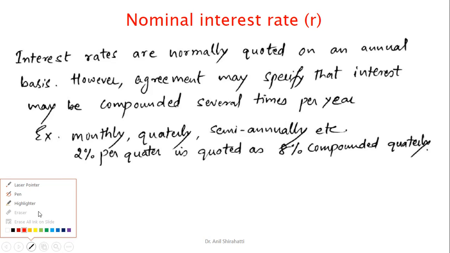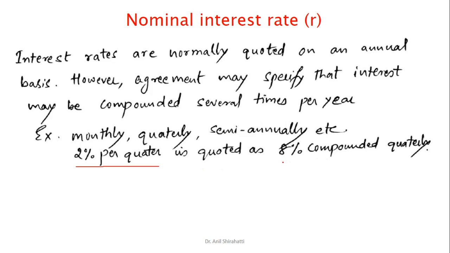So in this case, the interest rate is 2% per quarter. It can be represented by an 8% interest rate, which is compounded quarterly.